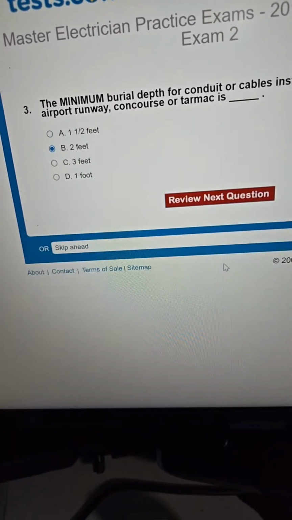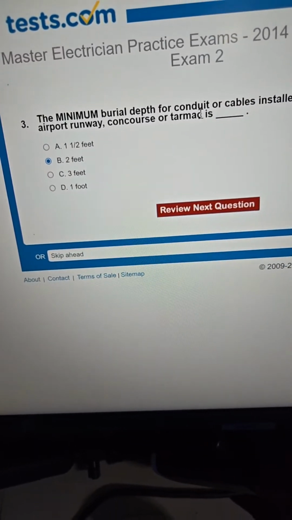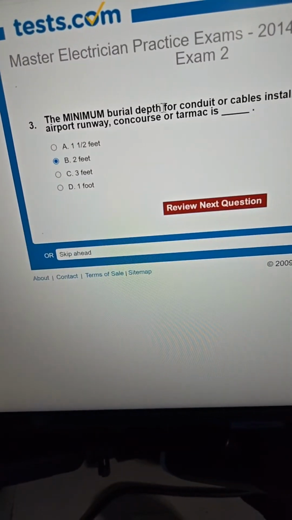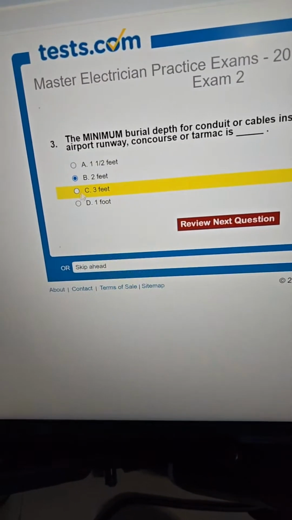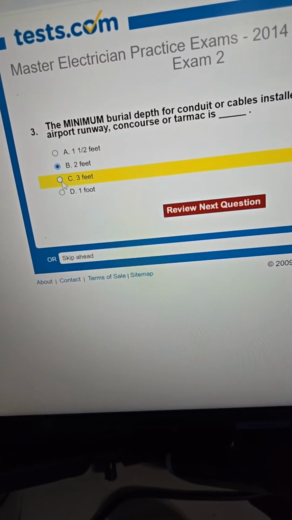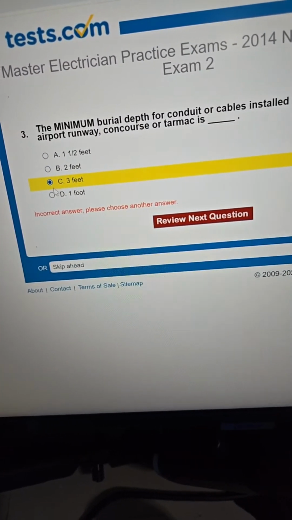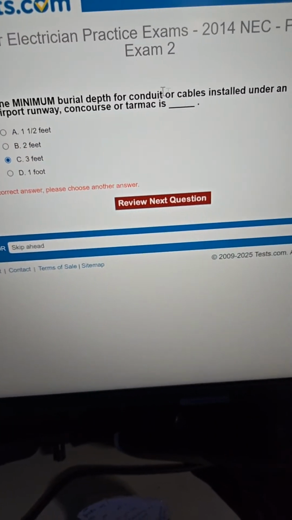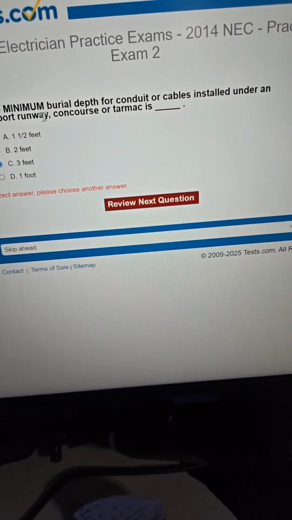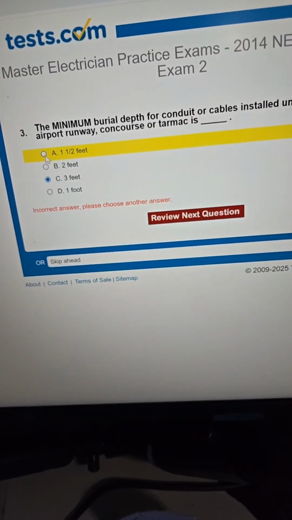Nice. Okay, minimum barrel depth for conduit or cables installed under an airport raceway. I learned something there. I always thought 2 feet was the maximum. So it would have to be 3 feet? That doesn't make any sense. Conduit or cables under an airport runway. How is it not 24 inches? Is it 18?